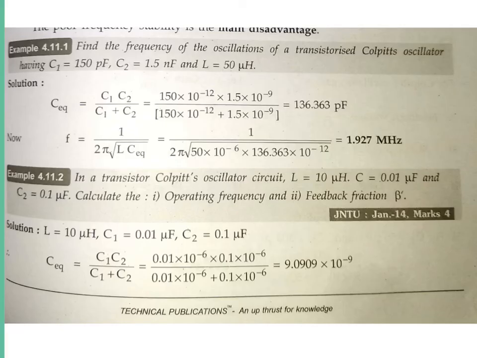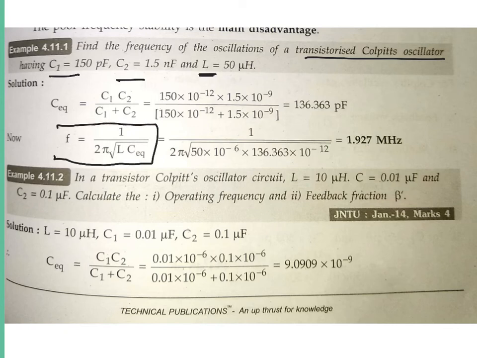Coming to the first problem, he has given a Colpitts oscillator with capacitance values C1, C2, and also some required L value. We know that the formula for the frequency of oscillation of a Colpitts oscillator is f equals 1 by 2 pi square root of L into C equivalent. Here C equivalent is nothing but the series combination of two capacitors, C1 C2 by C1 plus C2. If you substitute the given values in this expression, you get C equivalent, and substituting that value here, you will get the operating frequency as 1.927 megahertz.